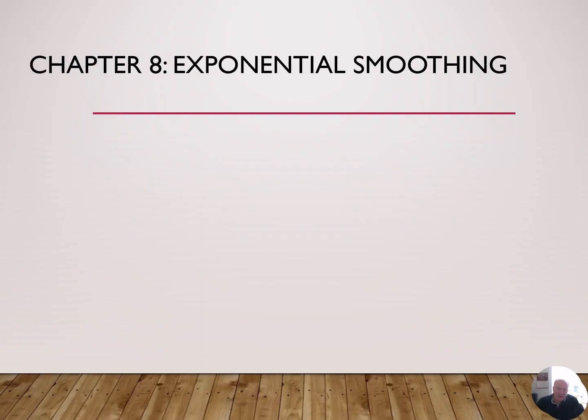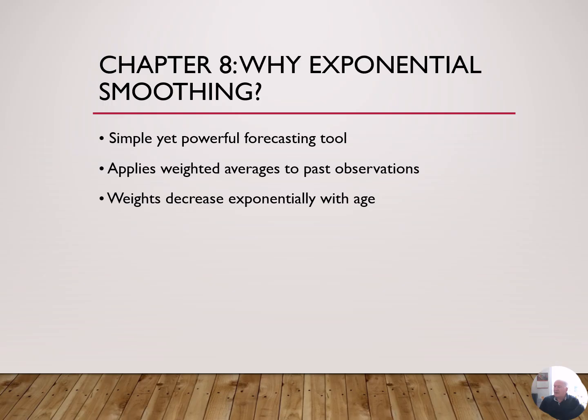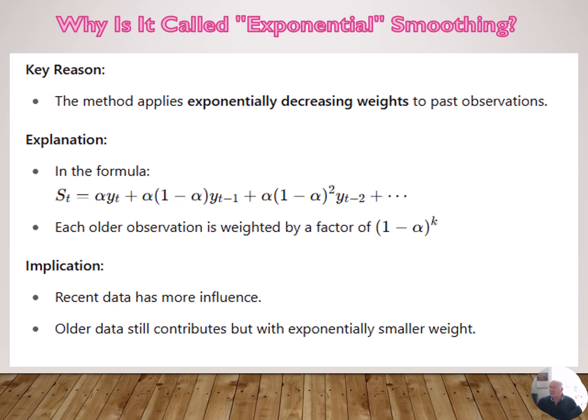So now let's talk about Chapter 8. We're going to talk about exponential smoothing. This is a simple yet powerful forecasting tool, and it applies weighted averages to the past observations. The weights decrease exponentially with age. The key reason for using this is that the method applies exponentially decreasing weights to past observations.